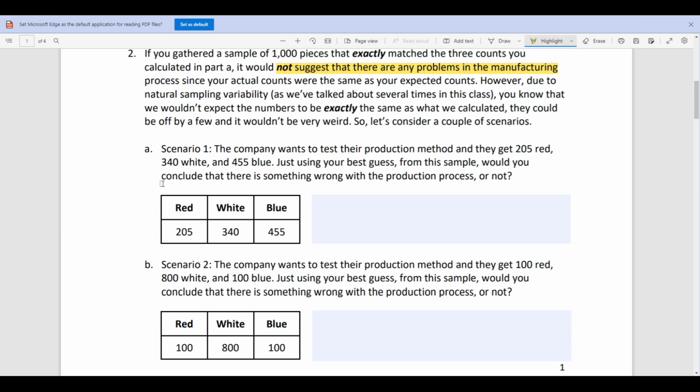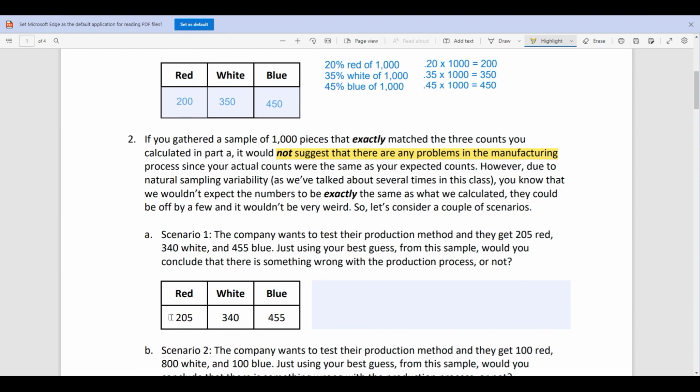Scenario 1. The company wants to test their production method, and they get 205 red, 340 white, and 455 blue. Just using your best guess from this sample, would you conclude there's something wrong with the production process or not?